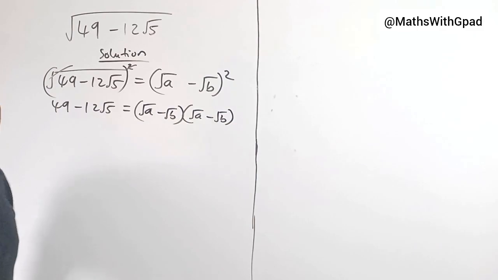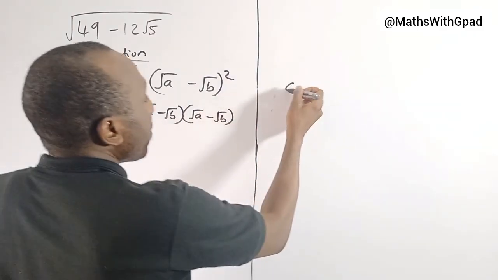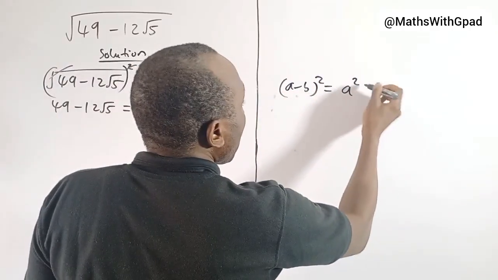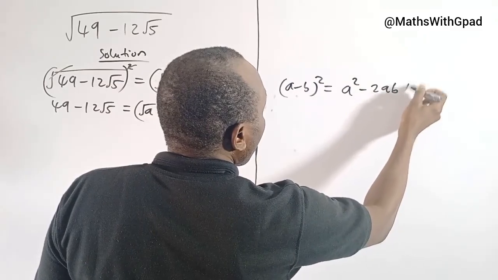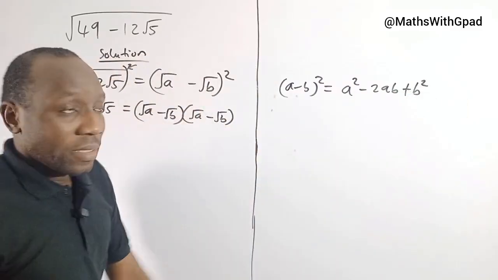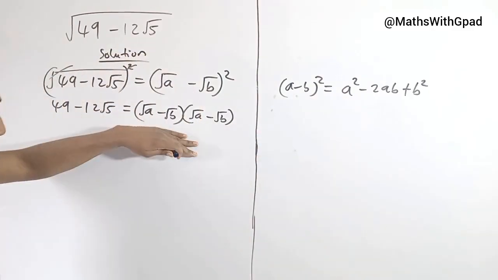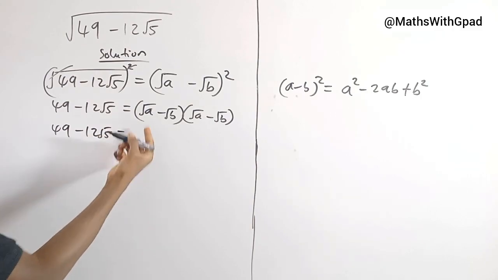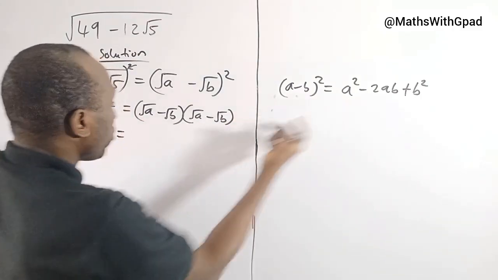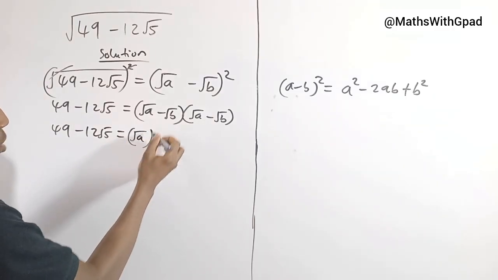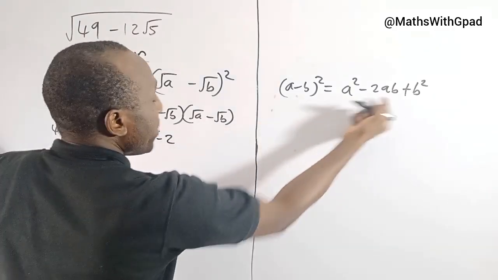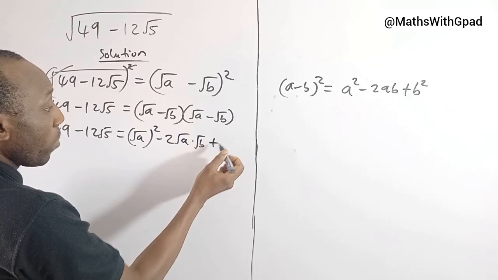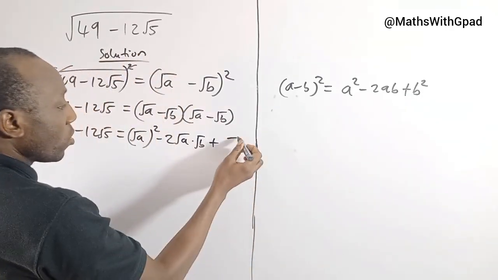From one of the algebraic identities, if you have A minus B all squared, this is equal to A squared minus 2AB plus B squared. That's exactly what I will do here. So 49 minus 12 root 5 will be equal to root A times root A. See, if you use this one, that will be root A all squared minus 2AB. That's 2 times root A times root B. And then plus what? Root B squared.